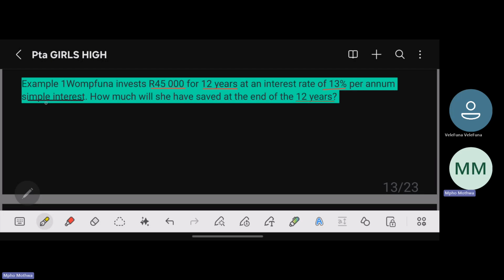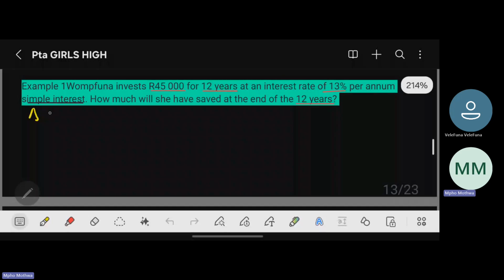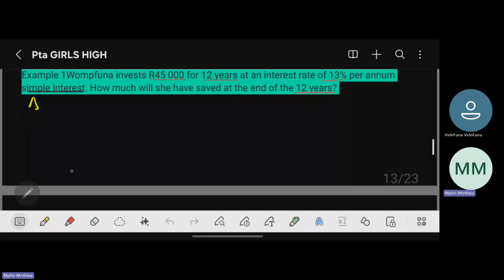For this year, the formula that you will be using for simple interest, any problem that has to do with simple interest, you are going to use this formula. A equals P, open brackets, 1 plus N R over 100. Allow me to explain this formula now.